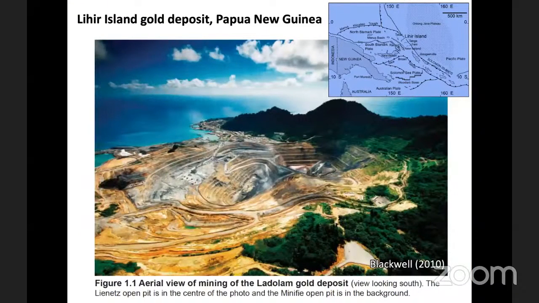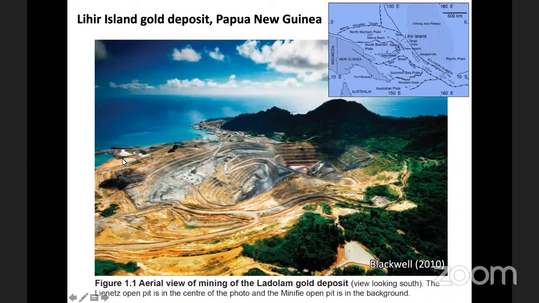I'm going to go to the island of Lihir and the Ladolam gold deposit off the coast of Papua New Guinea. As most of you know, this is a deposit hosted in a volcanic island within what used to be a collapsed volcano, with two main deposits, Lienetz and Minifie, and you can see these bright white and yellow colors. We are talking about advanced argillically altered rocks.